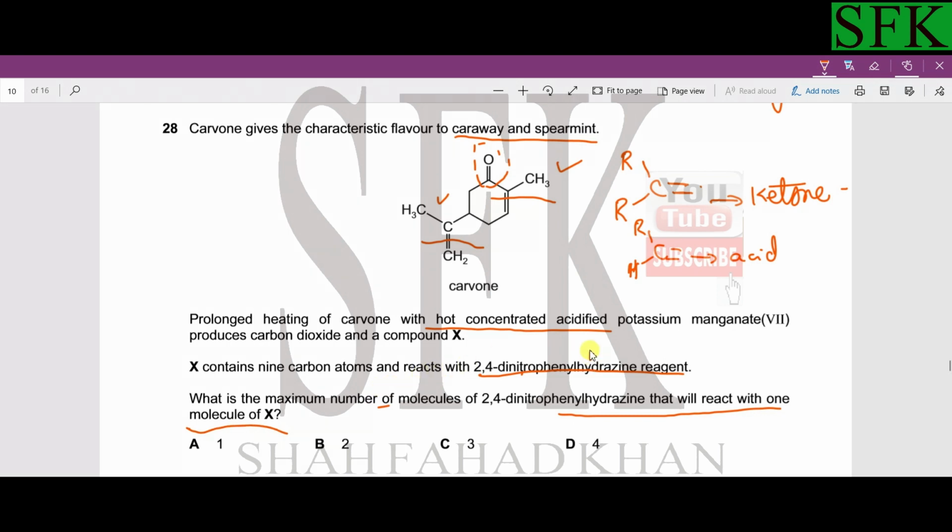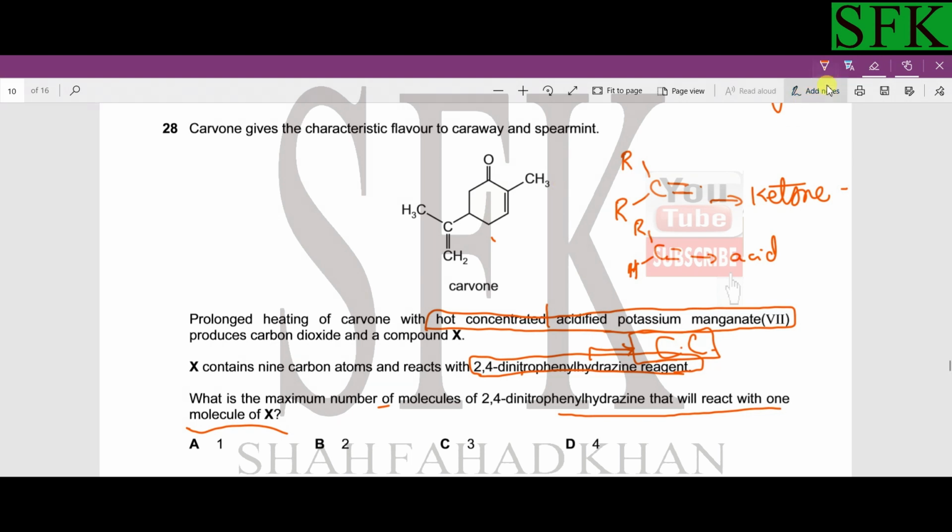2,4-DNPH is a test for carbonyl compounds. So the greater the number of functional groups, the more aldehydes or ketones, the greater the moles of 2,4-DNPH that will react with it. If we react with hot concentrated acidified potassium manganate, what it does is that it actually breaks the alkenes. Cleavage of the carbon-carbon double bonds occurs in alkenes, and we get characteristic products.